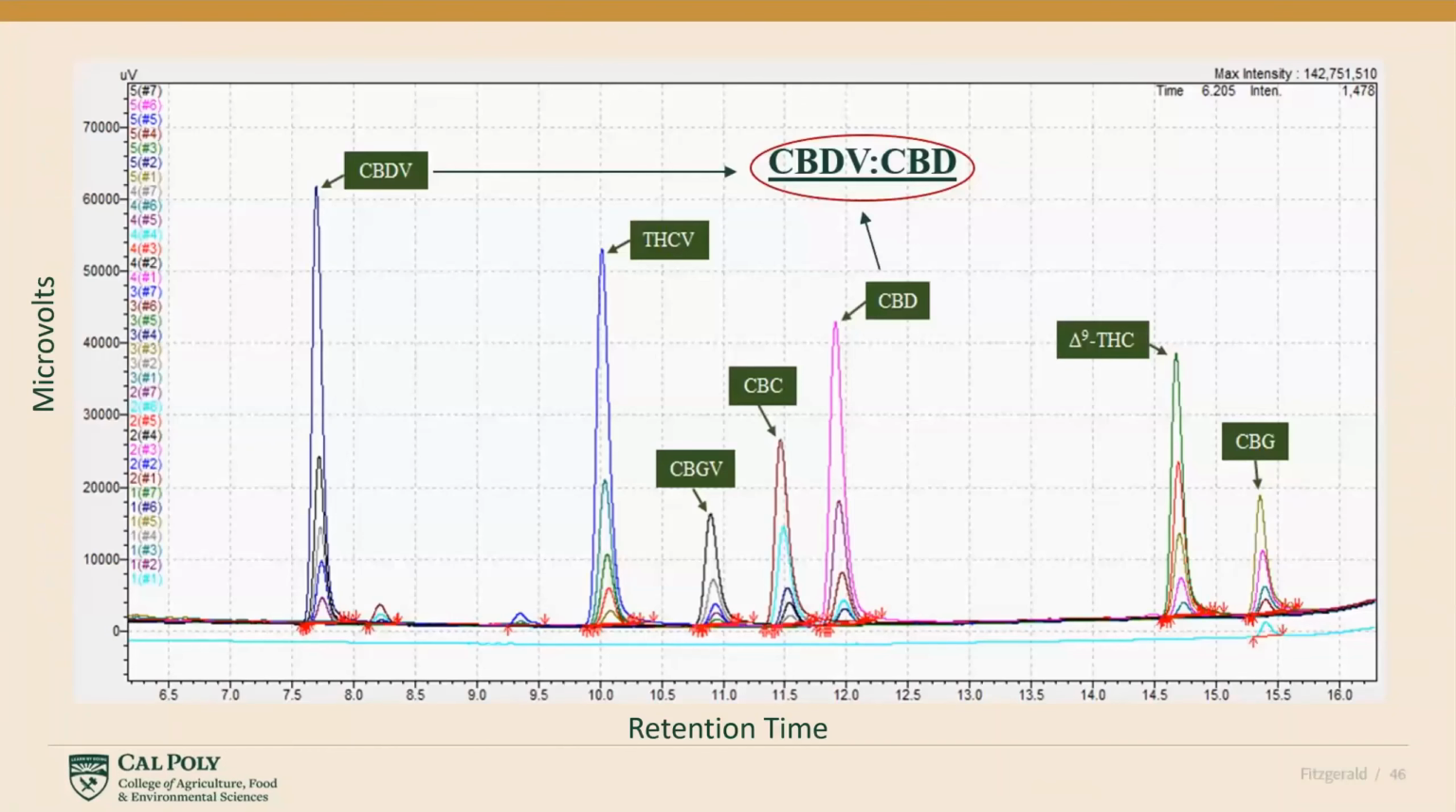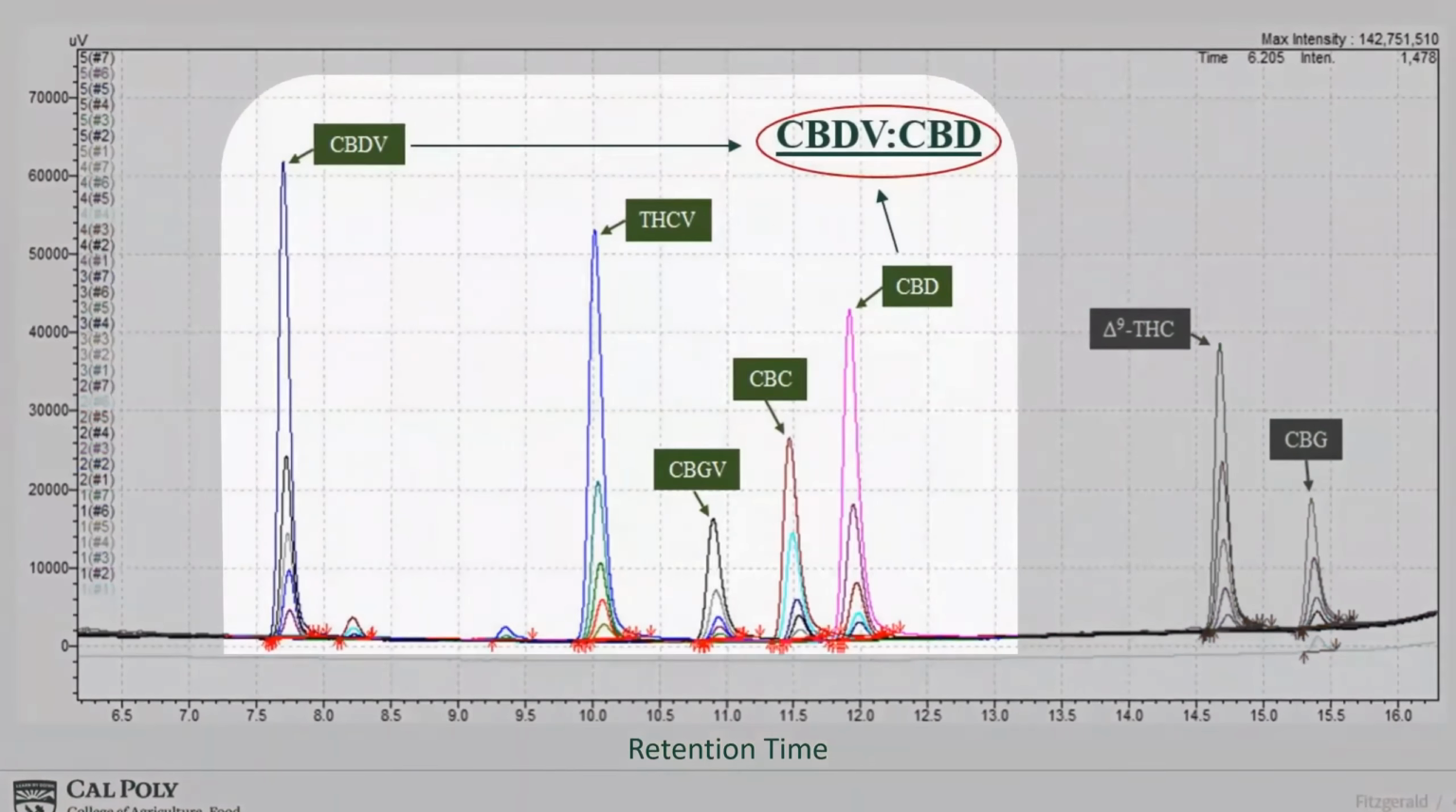Now, I want to loop back to the chromatogram I showed earlier. If we just look at the peaks for CBDV and CBD, it appears that CBDV has more sensitivity than CBD, with the higher peak for 500 parts per million than the CBD 500 parts per million.